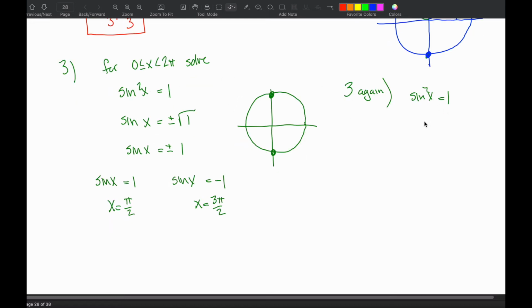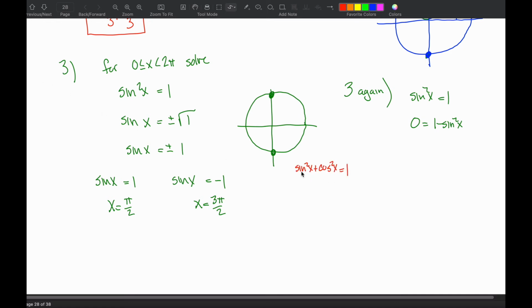We started out with sine squared x equals 1. If I felt like it, and you might argue, why would you feel like it? But don't worry about that. If I felt like it, I could subtract sine squared x from both sides of the equation. That would change my equation into 0 equals 1 minus sine squared x. The reason why is because this might be a form that you recognize from the Pythagorean identity.